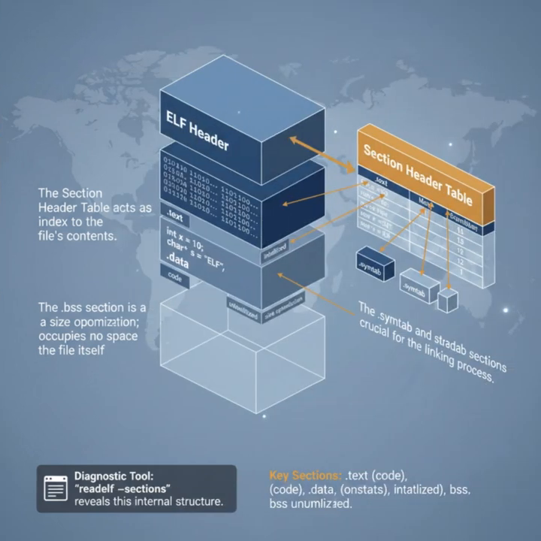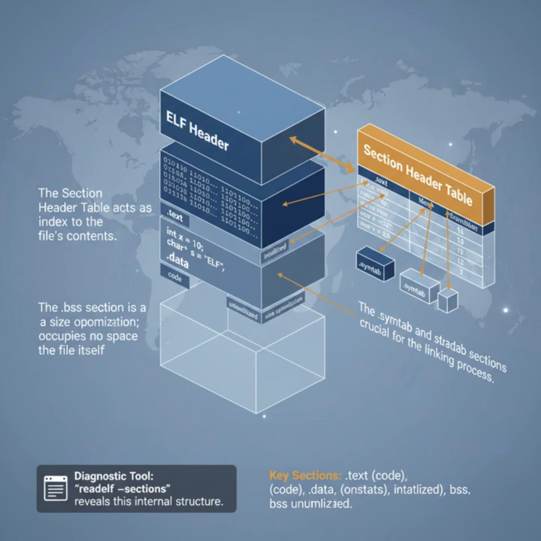Every relocatable and executable ELF file contains a section header table. Think of this table as the file's index or table of contents. It is an array of structures, where each structure points to and describes a section within the file. The ELF header itself contains a pointer to the start of this table. Why is this important? Because it allows tools like the linker, the loader, and debuggers to find the specific pieces of information they need without scanning the entire file.